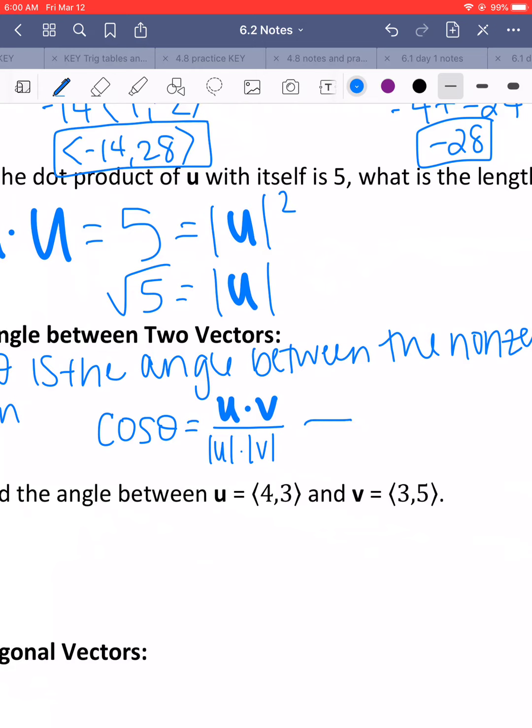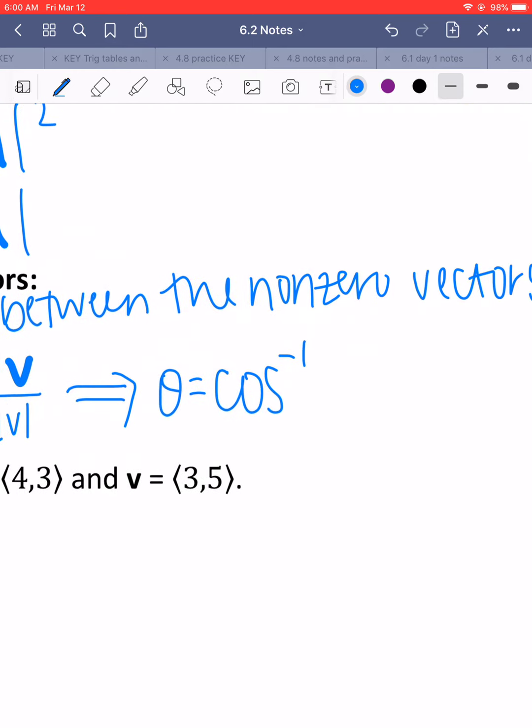my dot product, u times v, over my magnitude of u times my magnitude of v, which means that on my calculator, I'm really going to be doing cosine inverse. So theta equals cosine inverse. And again, it is your dot product of u and v over the magnitude of u and v multiplied.